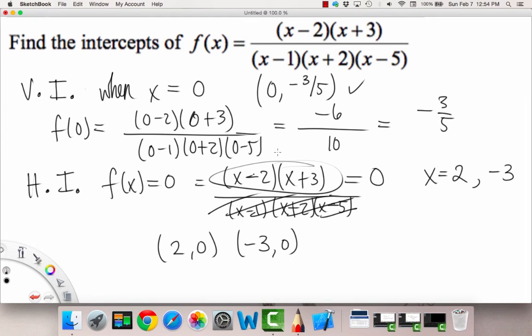Okay, and just a reminder, you can have multiple or no horizontal intercepts, but you can only have at most one vertical intercept because we're working with functions, right? And for each x value, or for each input, you can only have one output.